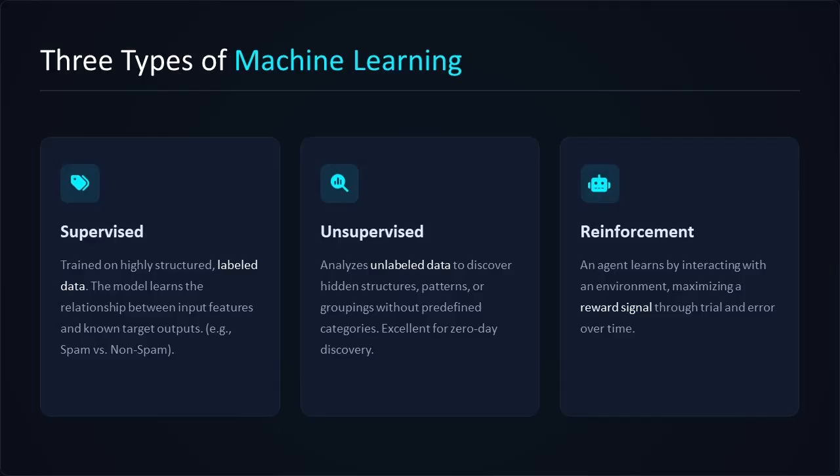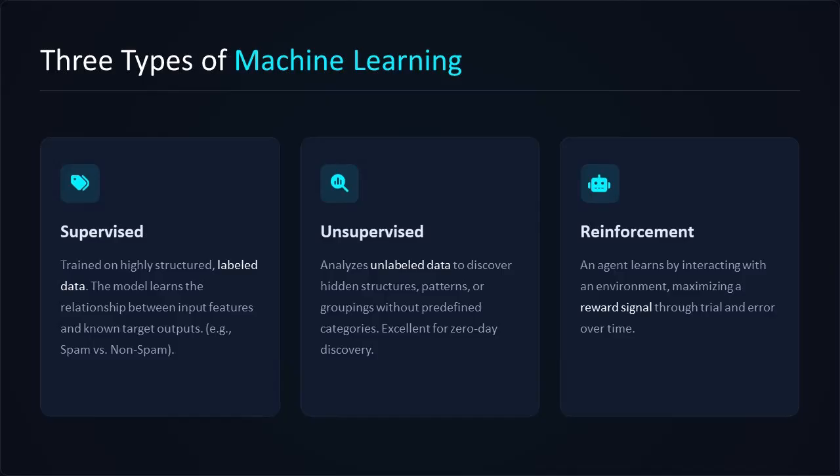Unsupervised: analyzes unlabeled data to discover hidden structures, patterns, or groupings without predefined categories. Excellent for zero-day discovery. Reinforcement: an agent learns by interacting with an environment, maximizing a reward signal through trial and error over time. Three types of machine learning.